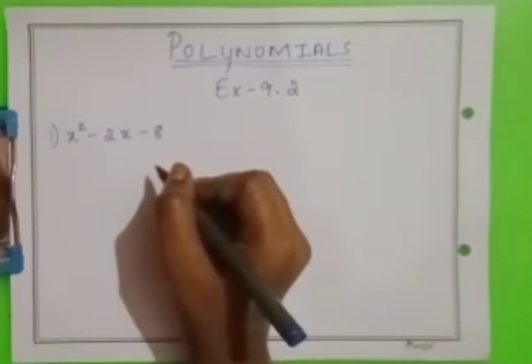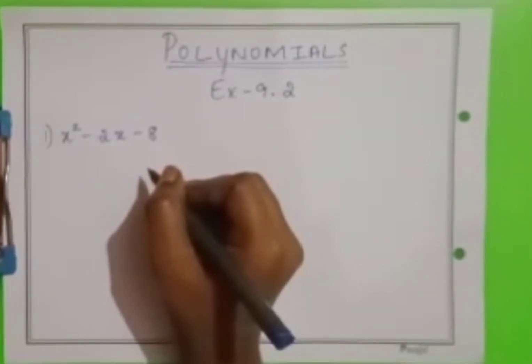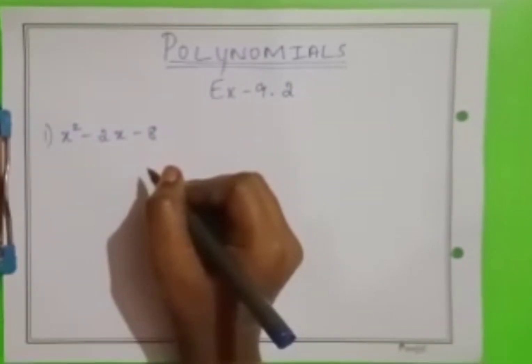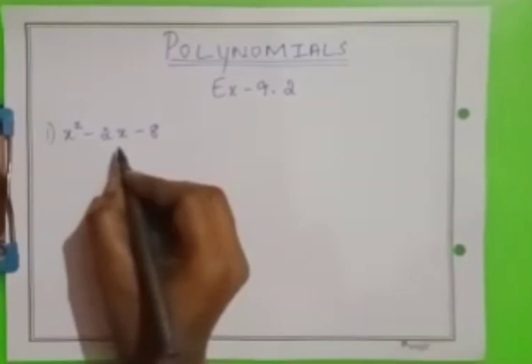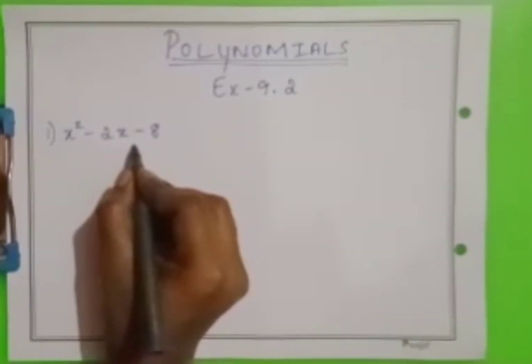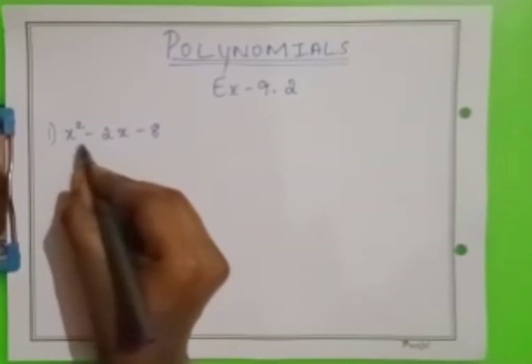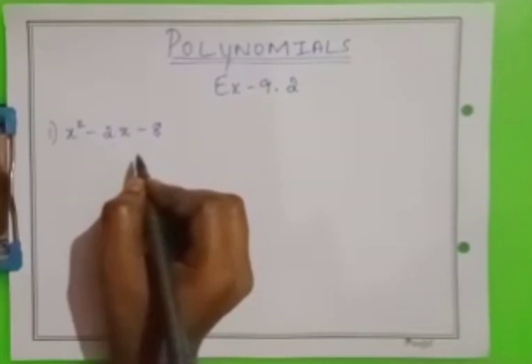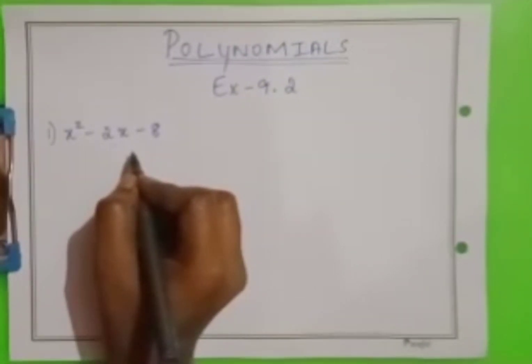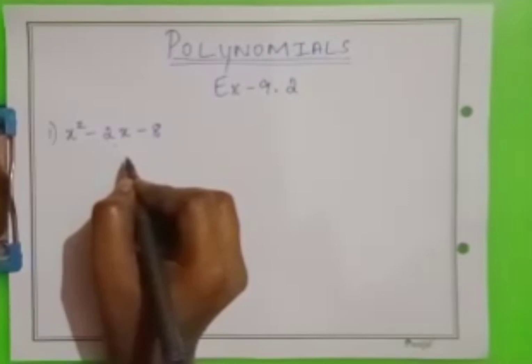So here we are supposed to find out the value of x, and then whatever answer we are getting, we have to verify whether it is correct or wrong. Our given quadratic polynomial is x square minus 2x minus 8. Now we are supposed to factorize the given quadratic equation.